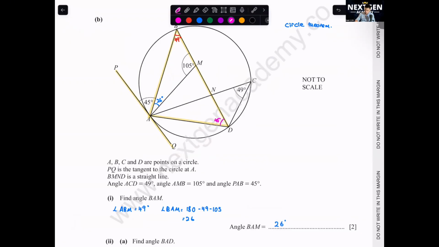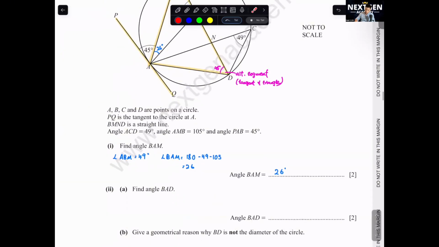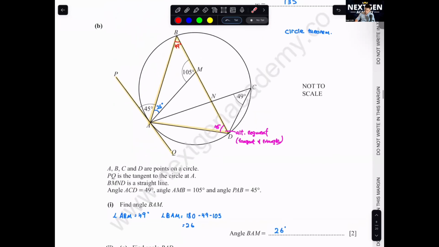Do you know why? Okay, this is called alternate segment theorem. Okay, when you got a tangent and triangle, the alternate side, that means the opposite side from the angle, will be equal to each other. Then from here, okay, we can take this 1, 2, and 3, add it up to become 180 degrees. Okay, so you all write this down, which is angle BDA.